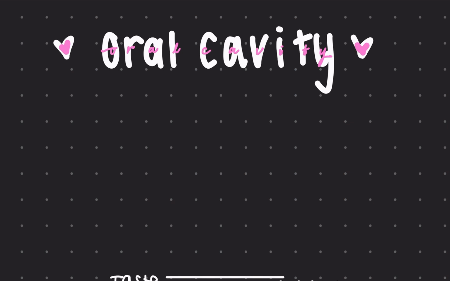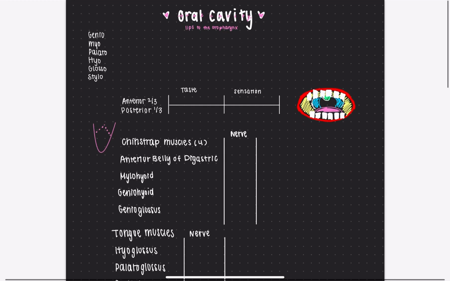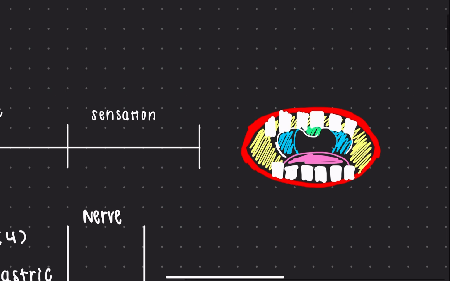Okay, so first let's talk about boundaries. The oral cavity extends from the lips to the oropharynx. So in the back of the mouth where the oral cavity becomes the pharynx after the arches deep in the mouth. And we're going to talk about those arches over here. So let's talk about those first.